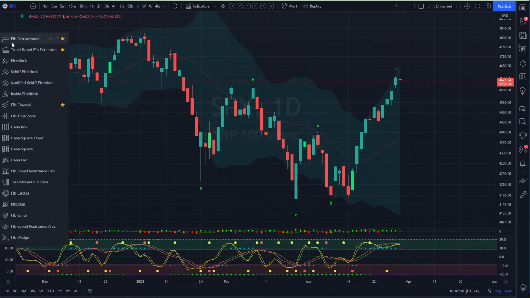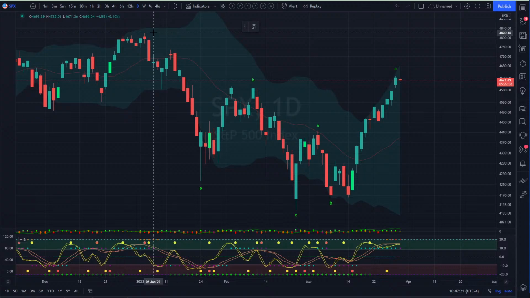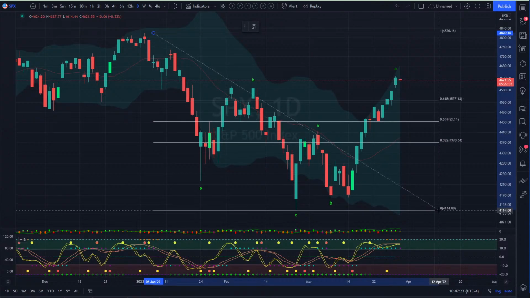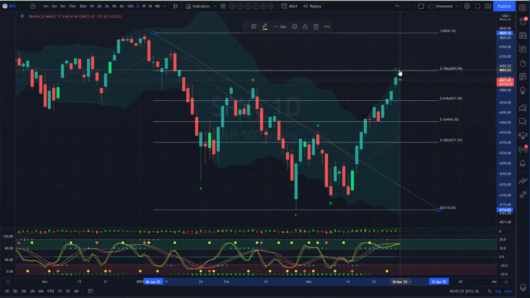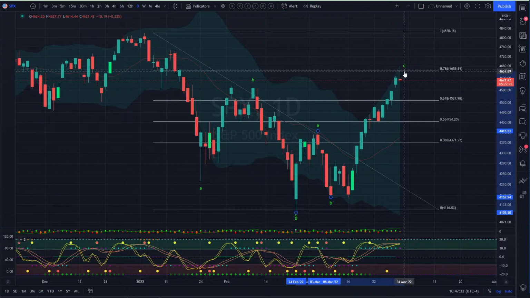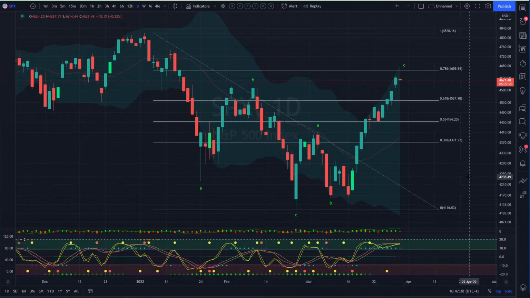Let's take a look at this from a fib level perspective, from the dominant pivot high to the dominant pivot low. We obviously broke through the 618. Let's see where that 786 is. That 786 is just a little bit higher. If we poked a little bit higher, that would be okay, up here to about 4660. Now, from there, we've got lots of things that I'd like to discuss.